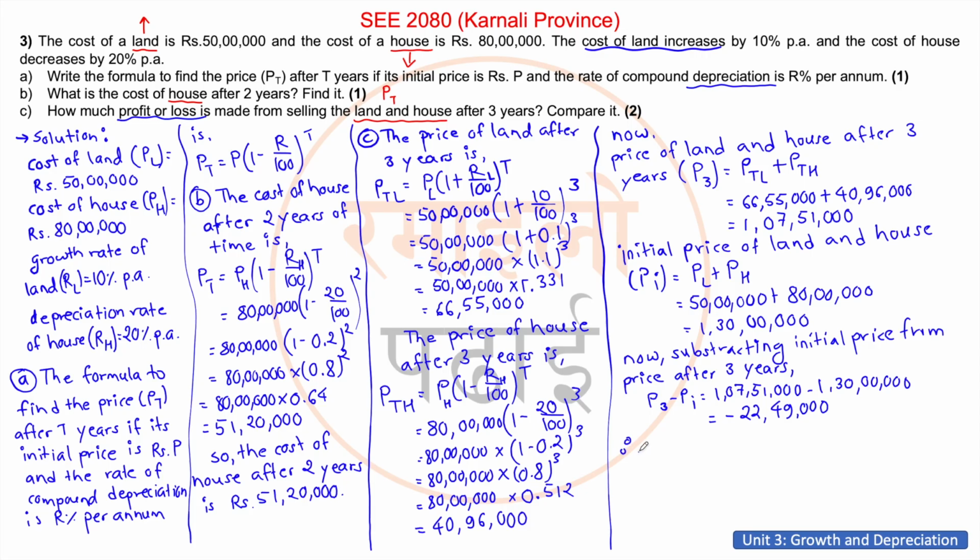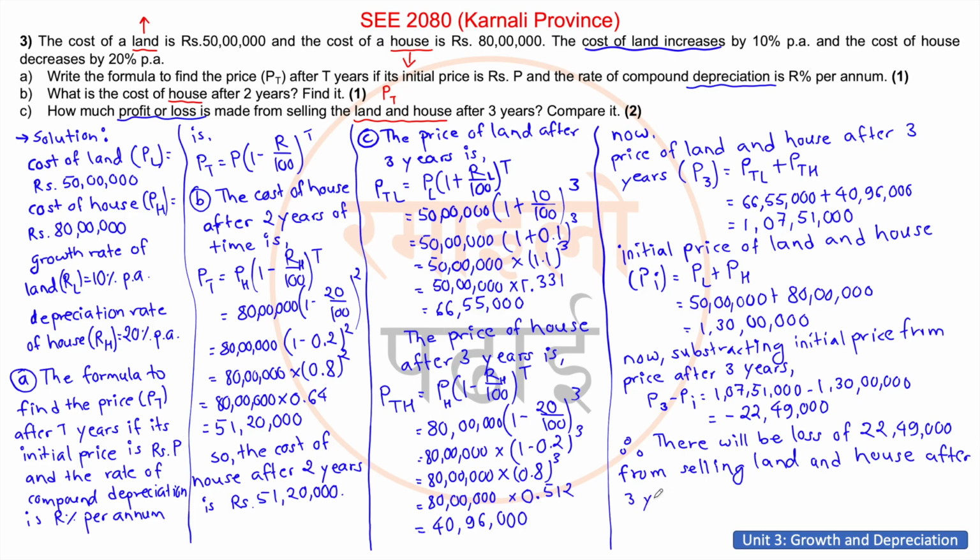So therefore there will be loss of 22 lakh and 49,000 from selling land and house after 3 years. So this is the solution. We have solved this question.